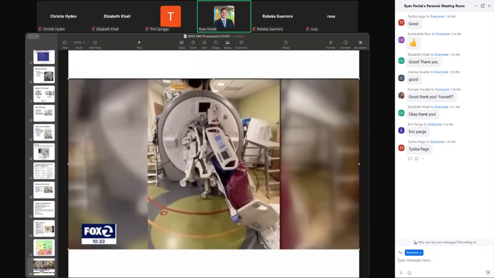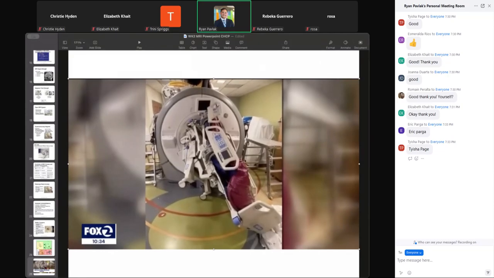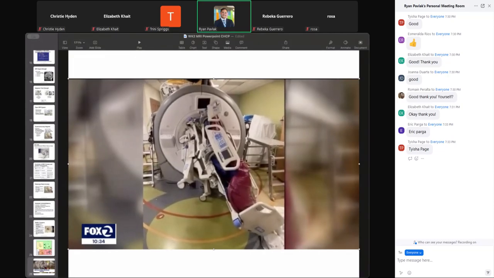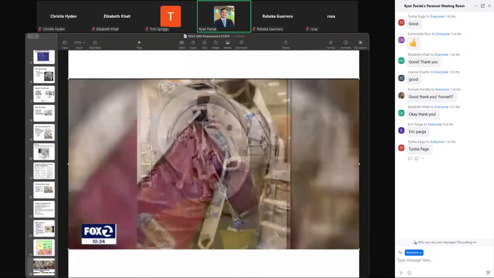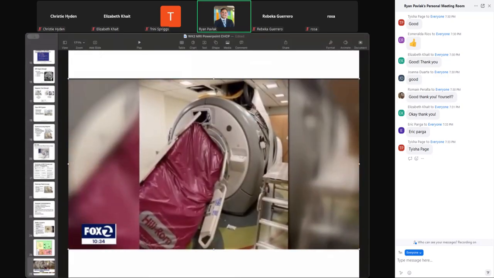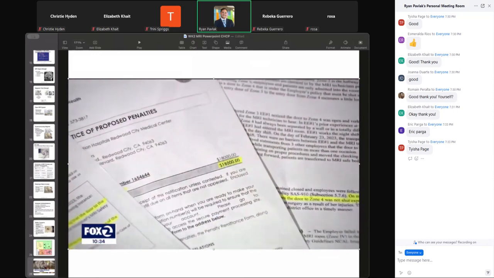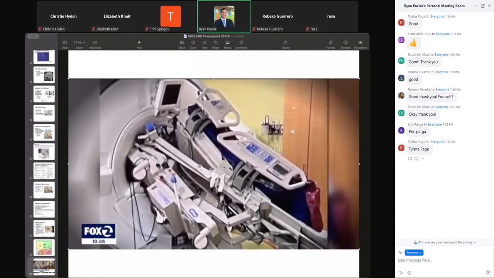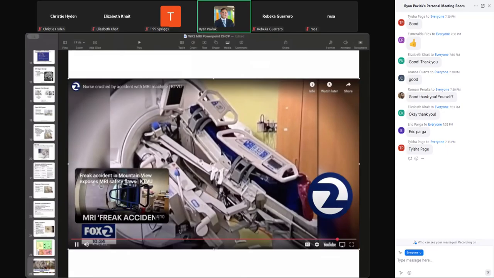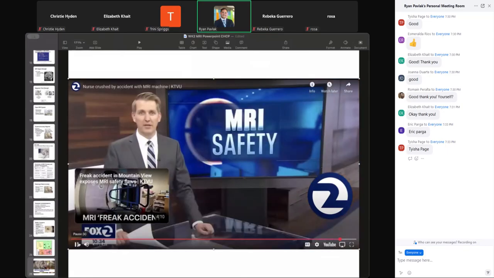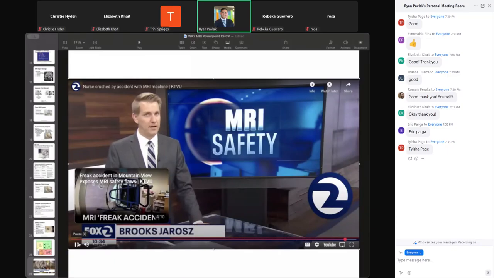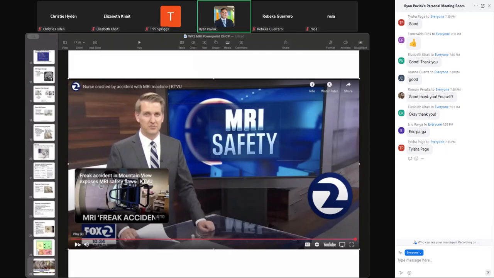For the nurse who became stuck against the magnet, she suffered severe lacerations requiring surgery, including the removal of 2 embedded screws. The patient was not hurt, and Kaiser is now facing an $18,000 fine for missteps in a workplace injury accident that could have been much worse. The California Department of Public Health says it cannot speculate on how often incidents like this happen and admits there are no regulations to specifically address MRIs. Safety advocates say that needs to change. I'm Brooks Jarose, KTVU, Fox 2 News.